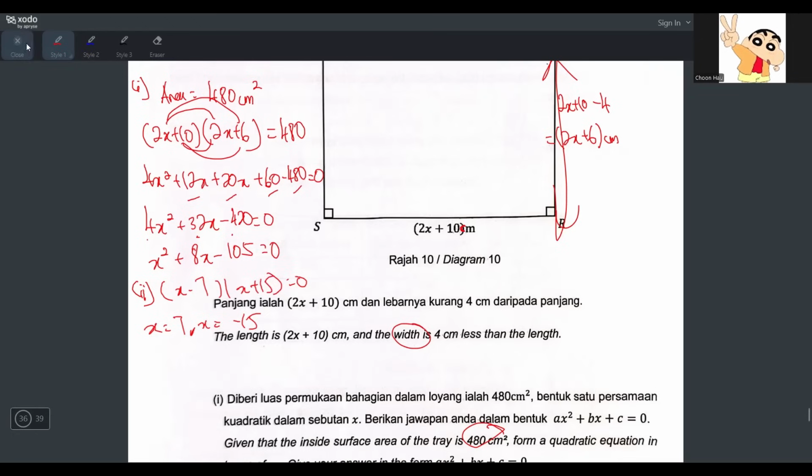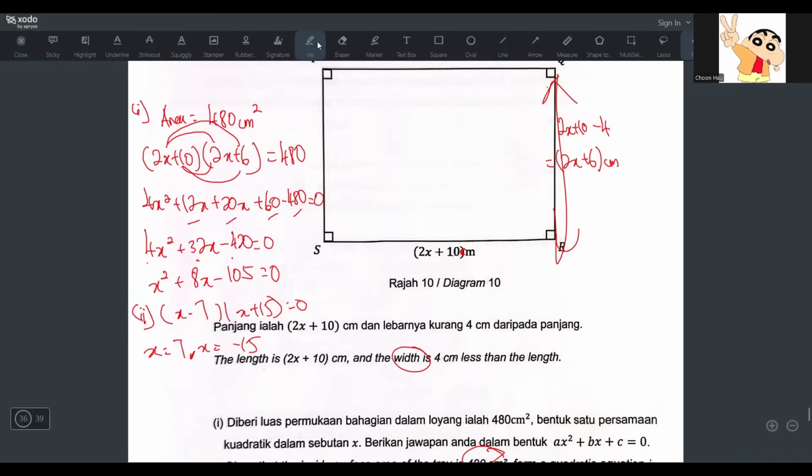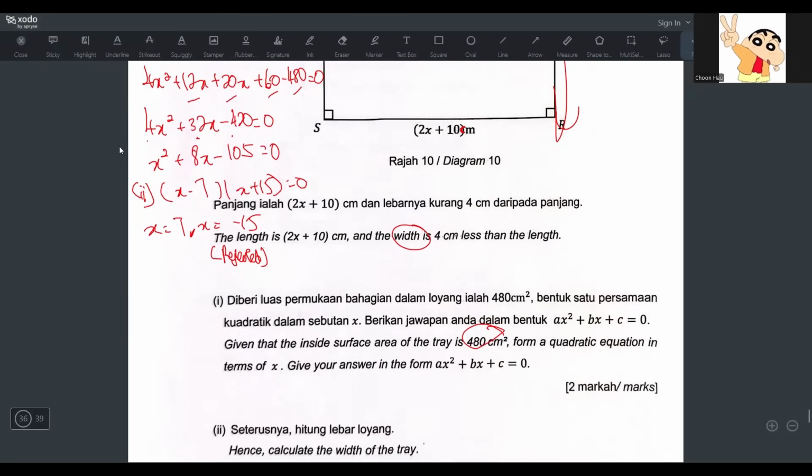Can I reject one of the answers? Okay, let's try using 7. If I masuk 7, 2 times 7, 14. 14 plus 6, 20. It means the width is 20. But if I use negative 15, negative 15 times 2 is negative 30, plus 6 is negative 24. It means you are saying the width is negative 24 cm. Tak logic. Mana boleh panjang cm negative. So the negative 15, this have to reject lah. Yeah, because when you ganti masuk, the whole thing doesn't make sense already because the lebar becomes negative. So the x is definitely 7.